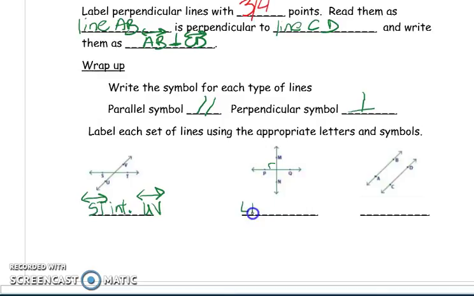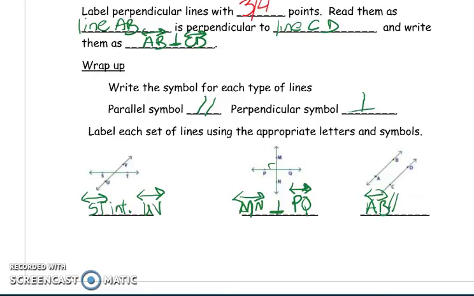So I'm going to say line MN is perpendicular, which is an upside down T, to line PQ. So I have to draw my arrows. Then I have line AB and CD. They never cross, so they're parallel. So line AB is parallel to line CD.